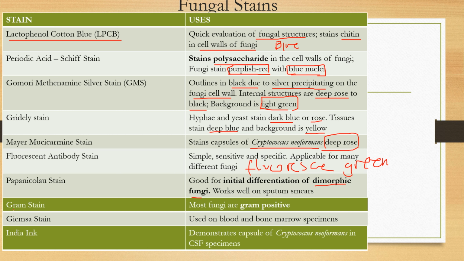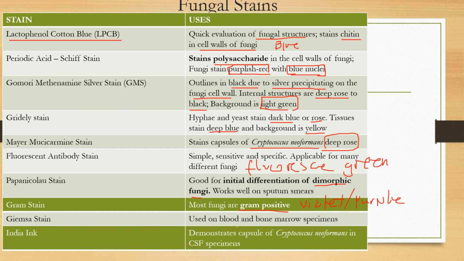Then we have your Gram stain. When you perform Gram stain, with your crystal violet, iodine, and safranin, most fungi class are usually Gram positive. So when they are Gram positive, they would appear violet or purple.